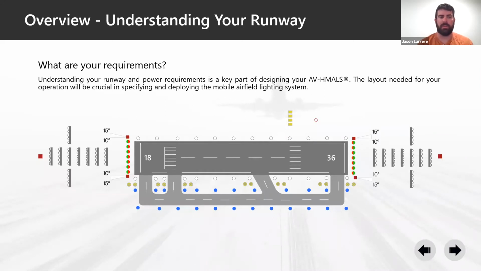You can see here a Mauser system with 9 barrettes. Not shown are the 5 sequential flashers, threshold lighting, runway edge identifier lights, PAPI for one side, but you could split that single PAPI into 2 2-box PAPIs for 2 different approaches. And the flexibility is really what's key here for the HMALS system and what we're going to go over today.